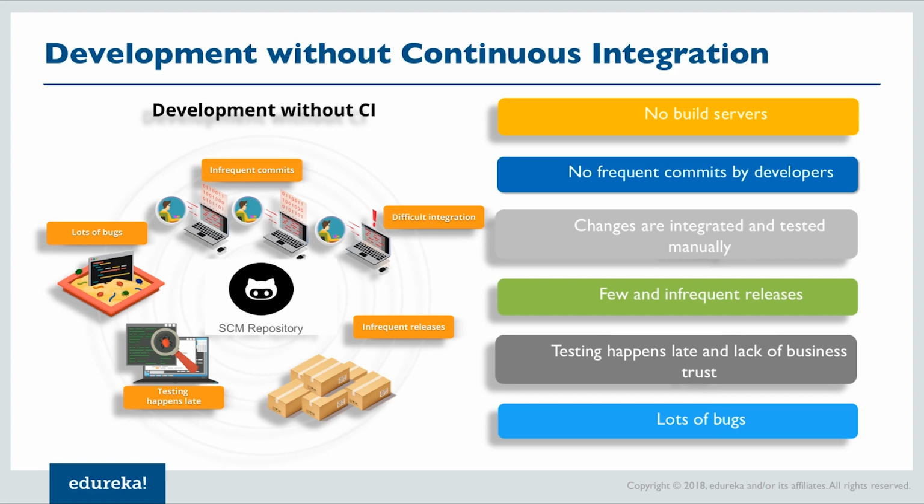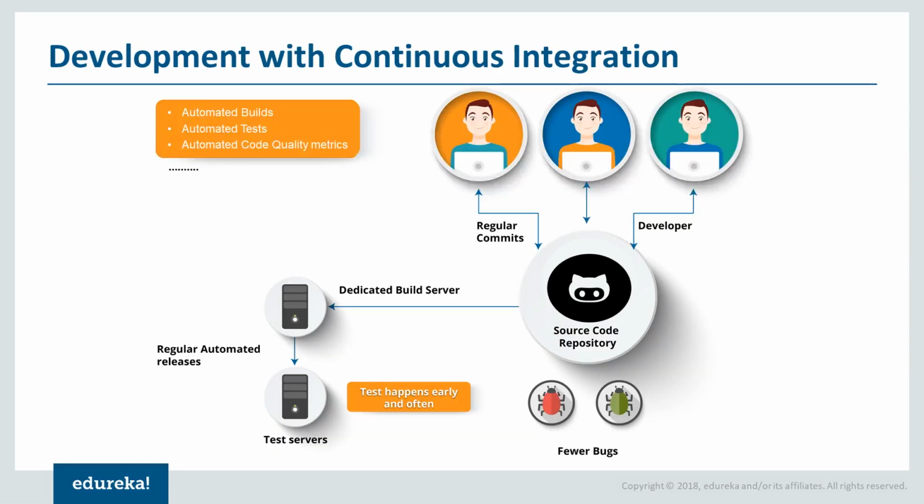And because of the combined result of all of these, there would be lots of bugs in your code. And of course, because of infrequent commits and lots of bugs, you have a lack of trust. It's definitely going to affect your business overall. Now the same practice, if we implement continuous integration, this is how it looks.